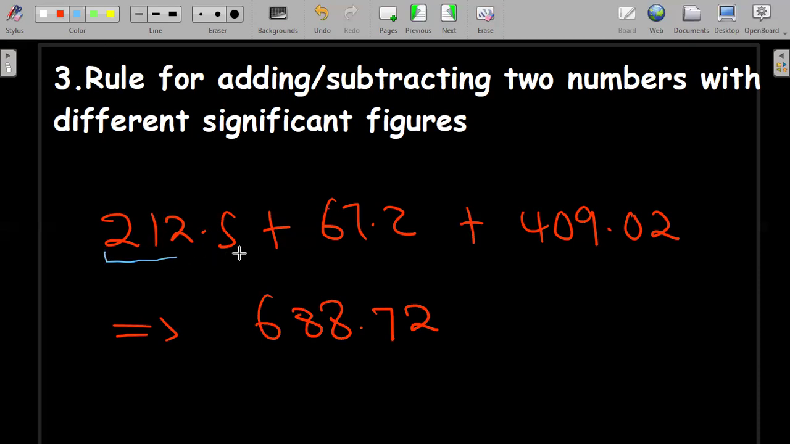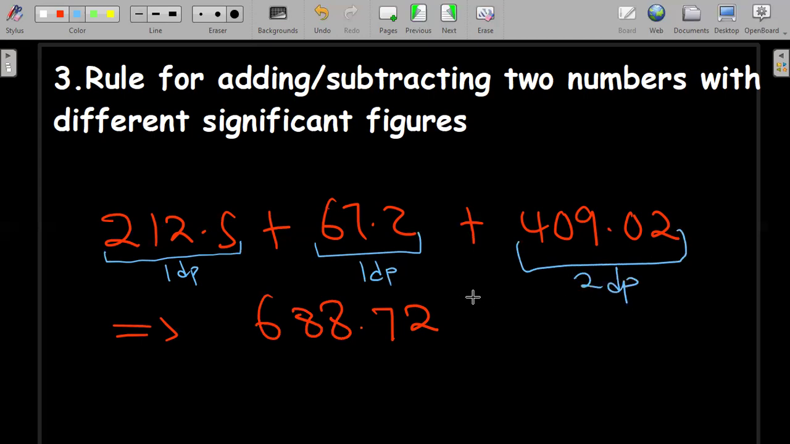Now our final answer should have the least number of decimal places. When I look at this number, how many decimal places do I have? 1 decimal place. If I look at this number, I also have 1 decimal place. If I look at this number, I have 2 decimal places. So my final answer should only have 1 decimal place. We're going to round it off from here. If I round off these 2, since it's less than 5, the 7 here is going to remain the same. So our final answer will just be 688.7. And whenever you are subtracting, you use the same rule.